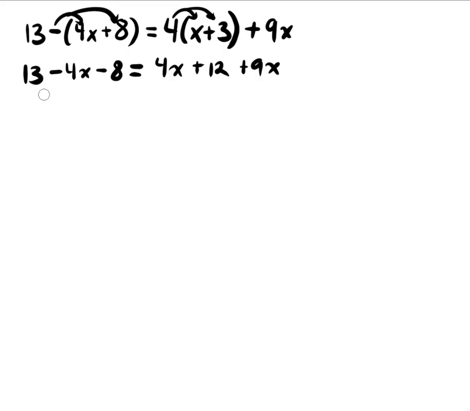And 13 minus 8 is, my brain just stopped. 13 minus 8 is 5, right? So I have 5 now minus 4x is equal to 4x plus 12 plus 9x. So I'm going to combine these two, this 4x and this 9x here, and I'm going to get 13x, and I'm going to add the 12 to that.